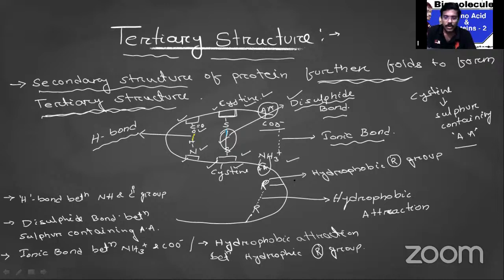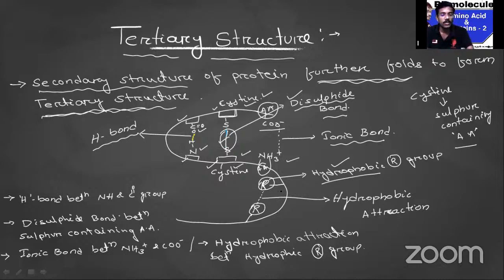Or if the R group is hydrophobic, hydrophobic means it is not mixed with water, it is not soluble in water. If the R group is not soluble in water, or that is a hydrophobic substance, and another R group is there and that is also a hydrophobic substance, then what will happen?